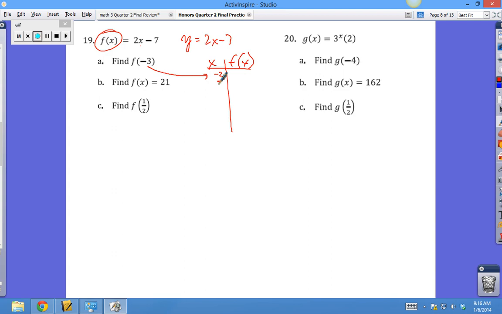Negative 3, and if I plug it in, negative 3 times 2 is negative 6. Negative 6 minus 7 is negative 13. So my answer is negative 13. When I plug in negative 3, I get negative 13.